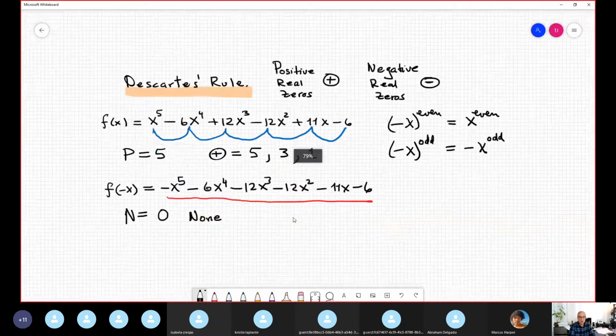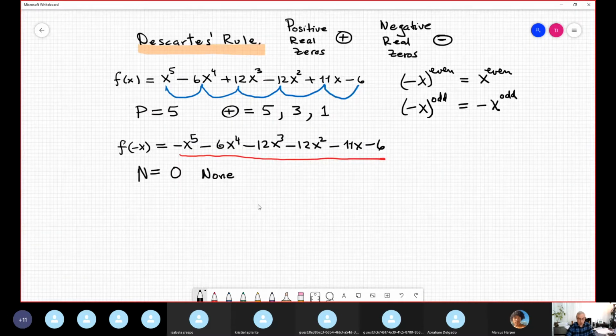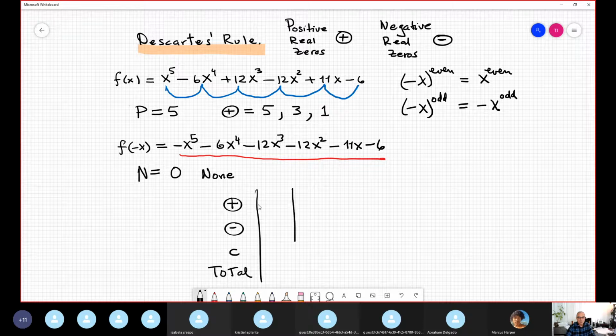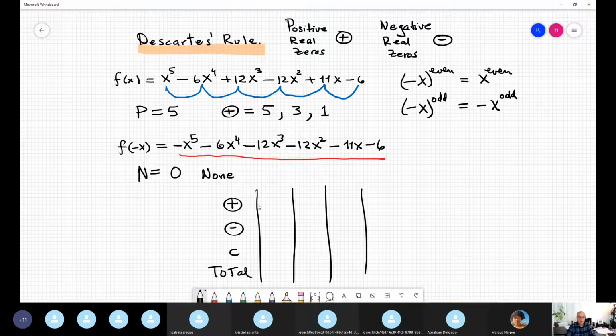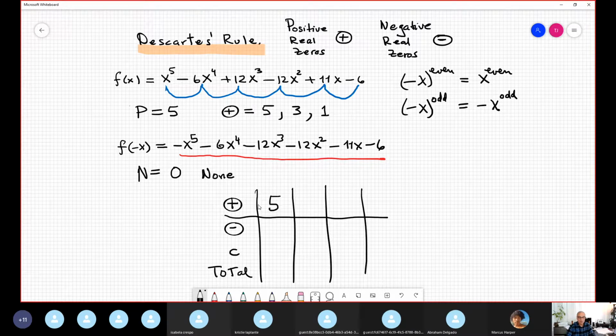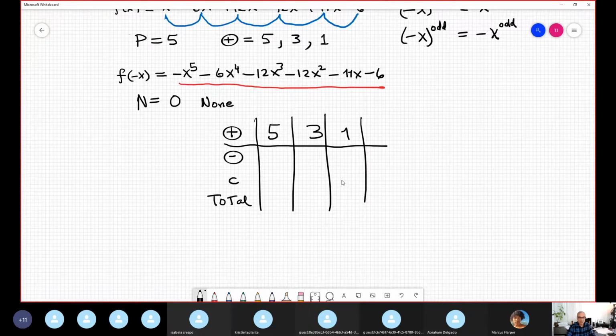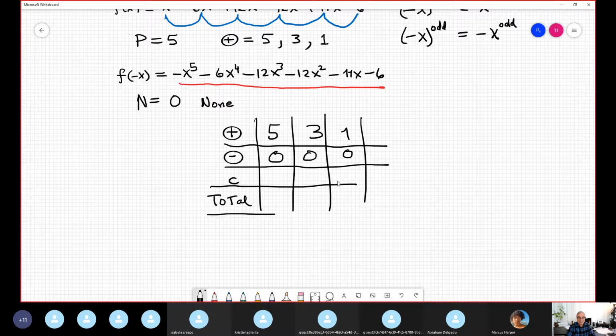No, because we have several possibilities. So I create a chart like that, easy, in which you put positive, negative, complex, and total. Okay, so we have different possibilities. The positive I investigate using Descartes rule, which is 5, 3, or 1. The negative I investigate using Descartes rule, which is none, 0. The complex, I have no idea. And the total, yes, I have an idea.